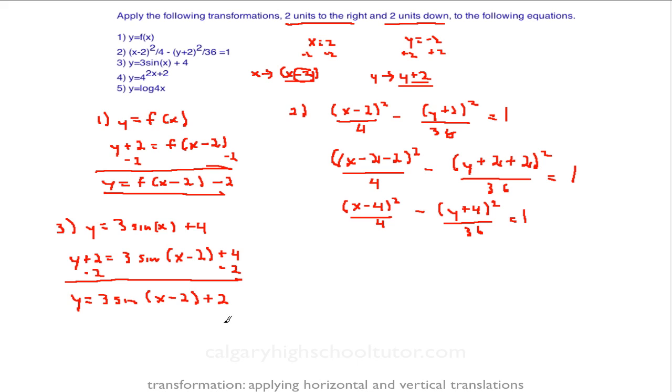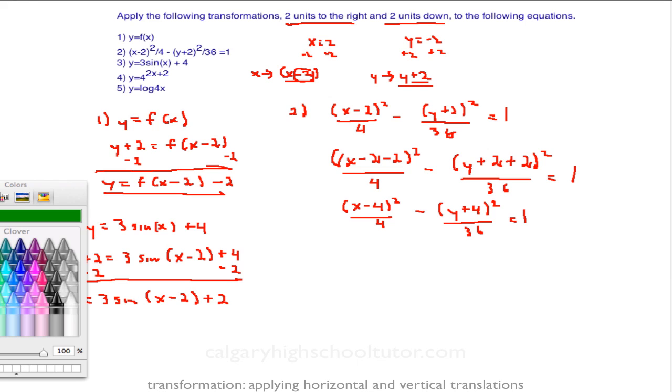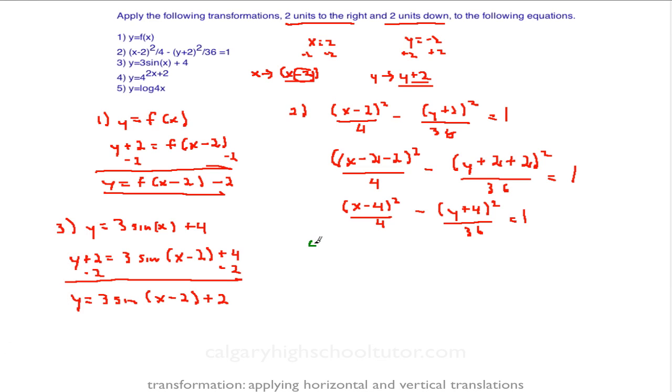Now for the next question, I'll change the color here so we don't get mixed up. For number 4, we're given an exponential where y is equal to 4 to the power of 2x plus 2. Whenever you're given a coefficient of x, it's very important, before you apply the translation, to factor out that 2. So it's 4 to the power of 2, and in the bracket, factoring 2 from both 2x and 2 gives us x plus 1.